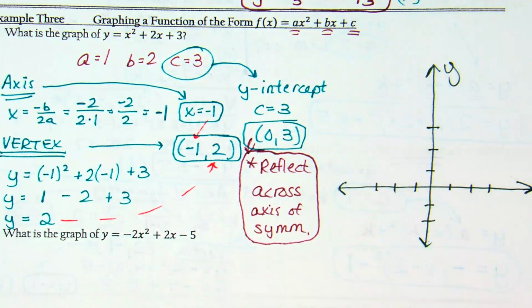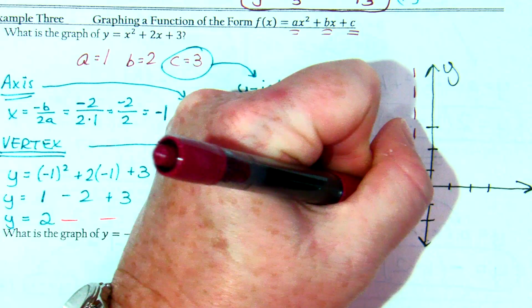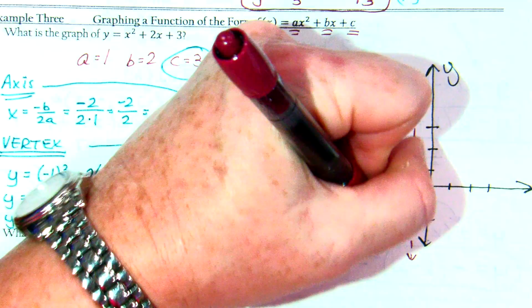Okay, you ready? Start by drawing in your axis of symmetry. My axis of symmetry is x equals -1. What does that mean I draw? A vertical dotted line where x is negative 1. So that means I need to go left 1 and put in a vertical dotted line.